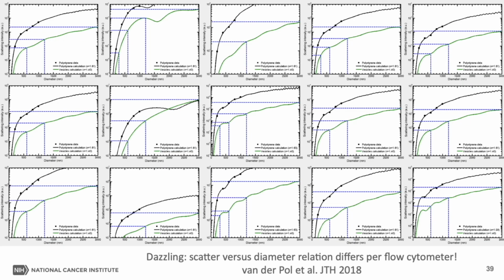This dazzling slide shows the scatter to diameter relation for 15 flow cytometers in the interlaboratory comparison study. I prepared this slide to demonstrate that the scatter to diameter relation differs per flow cytometer and to convince you that calibration is important.